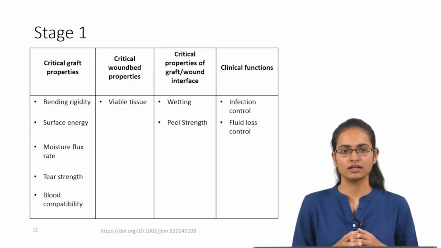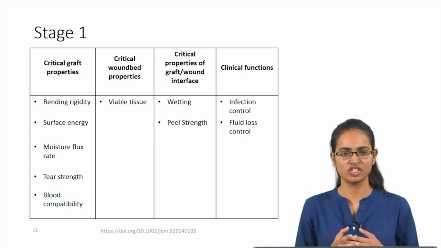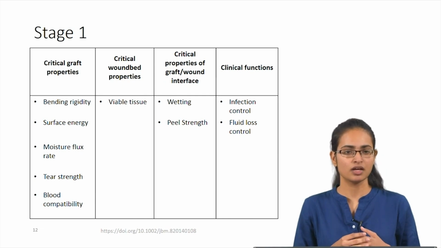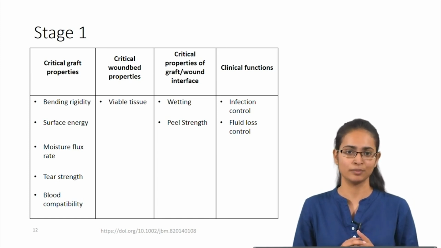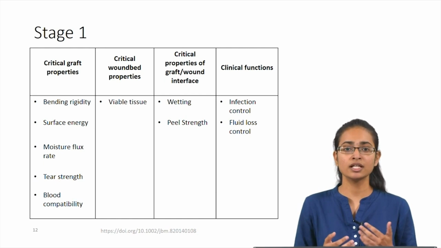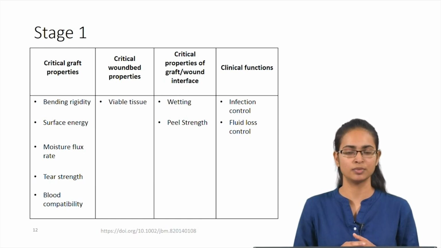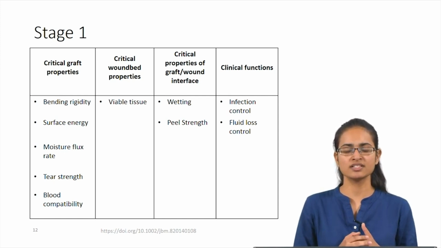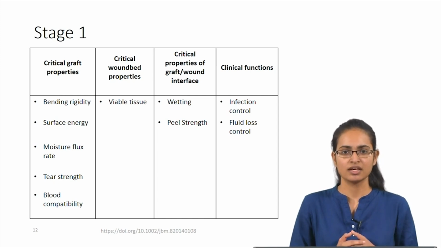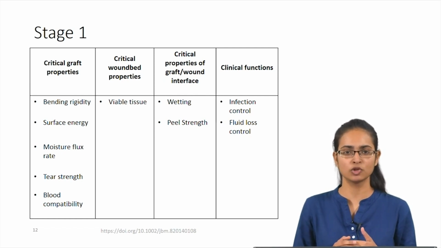In stage 1, the major critical graft properties that are considered include bending rigidity, surface energy which affects the wetting of the graft, moisture flux rate through the graft, tear strength and blood compatibility. The critical wound bed properties such as viable tissue are of considerable importance, and the critical properties at the graft wound interface include wetting and the peel strength. The clinical functions that are most important at this stage are infection and fluid loss control.